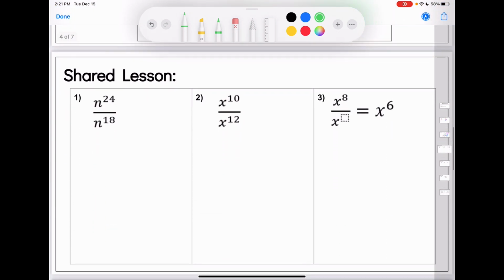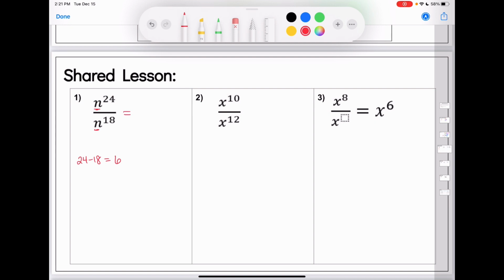So now let's practice, okay? First, we're just going to practice with our dividing like bases. That's the most often used here. So number 1, n to the 24th over n to the 18th. Okay, so again, I have like bases here, so I'm going to subtract my exponents. So I do 24 minus 18. Now you don't have to write this out, right? 24 minus 18 gives me 6.